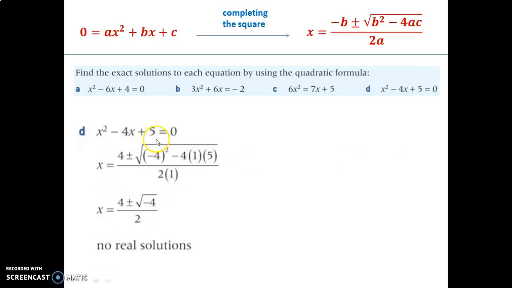Okay, in D, quadratic formula gets us to this point. And maybe you got to there and you said, I'm not sure what to do. Square root of a negative number. It does not work. We've been told you cannot take a square root of a negative. So in this kind of situation, we say there are no real solutions.